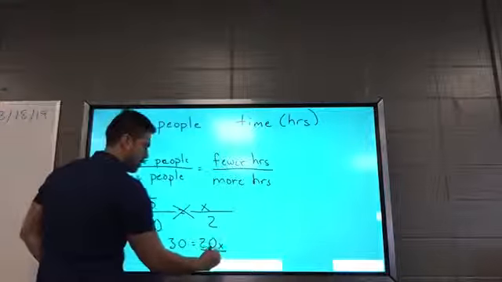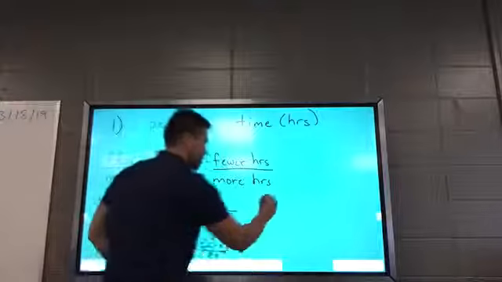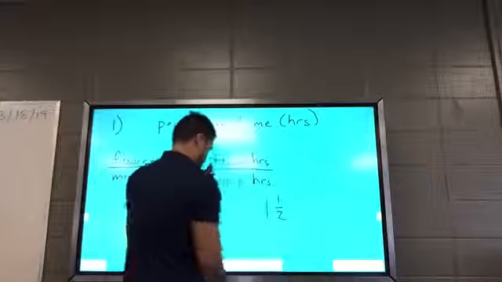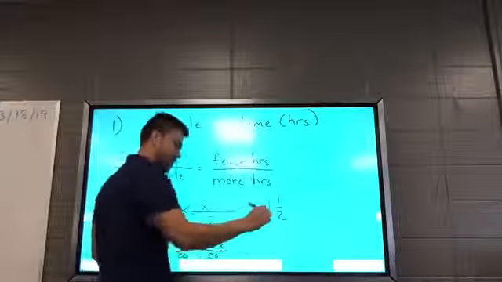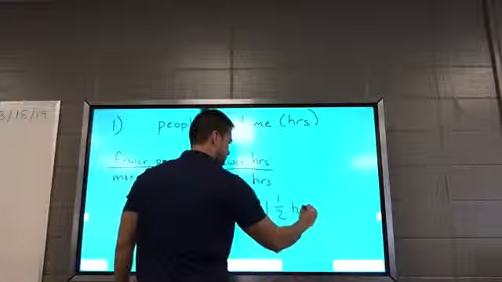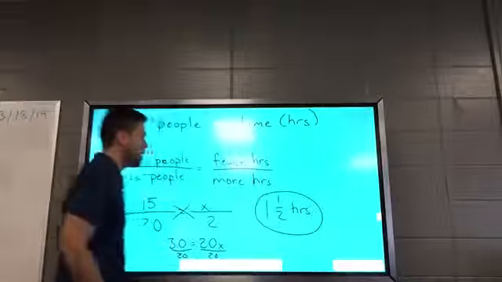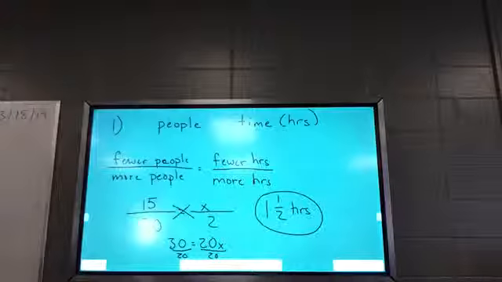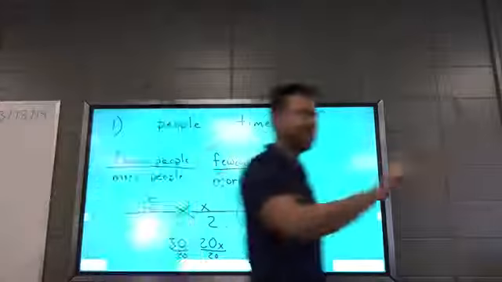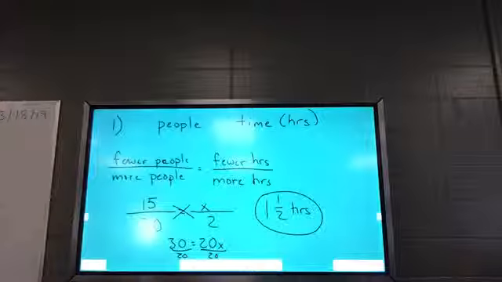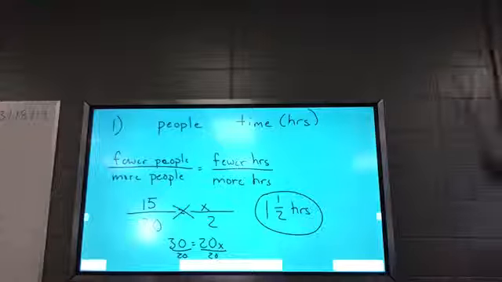1.5 hours. Where'd you get this? You say 1.5 hours. 1 hour and 30 minutes. Can we do 1.5? You can do 90 minutes. Did it make sense? 15 people, 2 hours. 20 people, 1.5 hours. That makes sense.